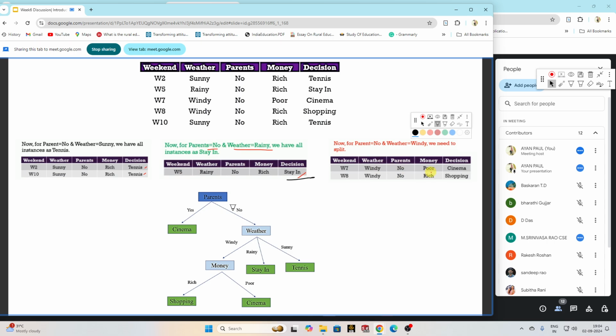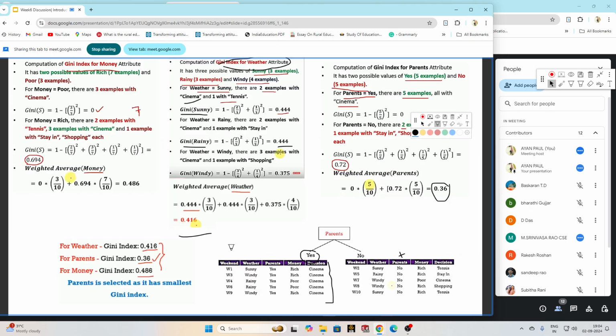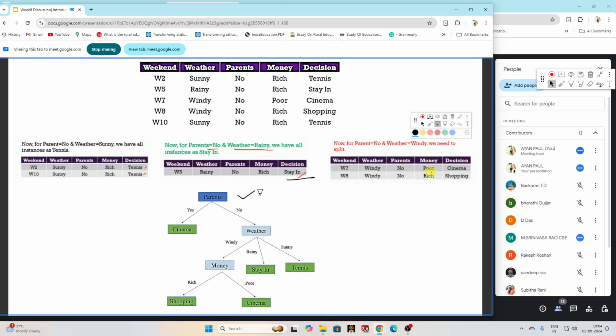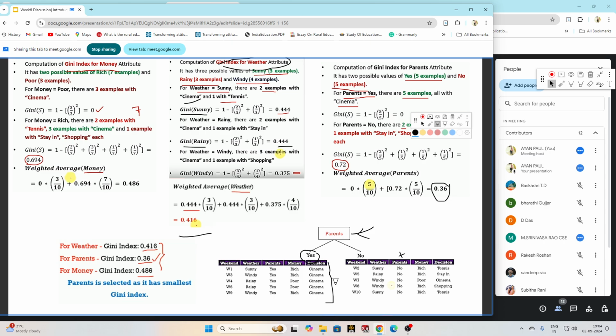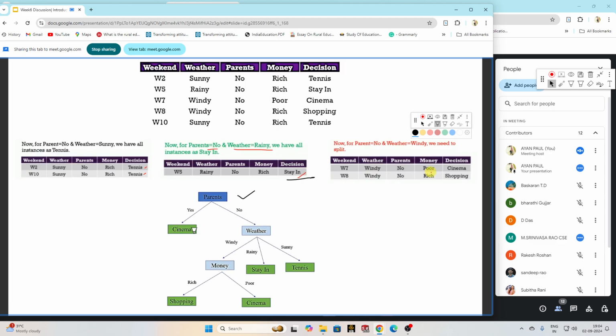So how can we make our decision tree? First we have split it according to this Gini index calculation. We have split our tree firstly with respect to the parents attribute. So our parents is our root node. Now this parents has two classes, right? Yes as well as no. We have seen whenever the parents was yes, the decision was coming cinema. So that is why whenever the parents was yes, we have written cinema.